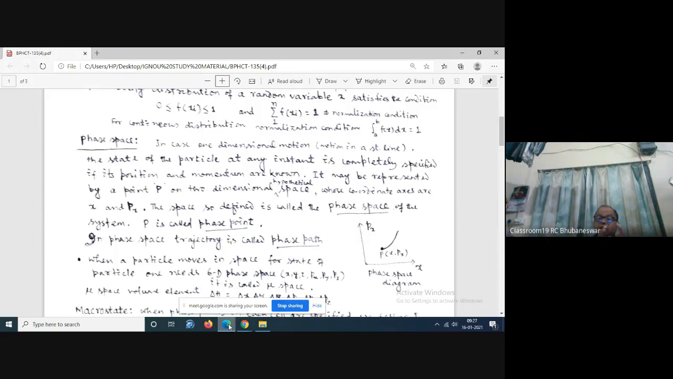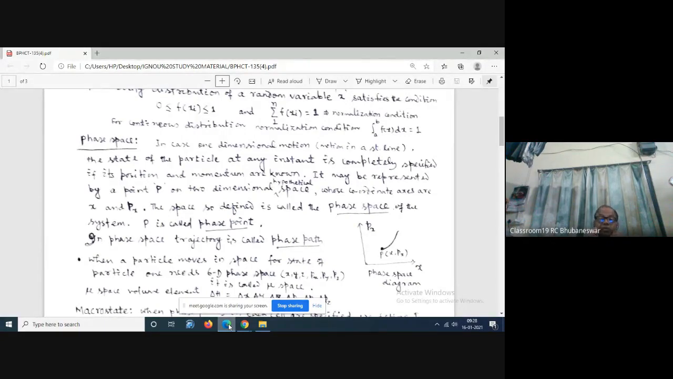So if you want to develop a coordinate system with one axis as x and another axis px, then you can describe the state of the system by putting points on this coordinate system. That space defined by the coordinates position and momentum is known as phase space. So for one dimensional motion, we have two phase space coordinates. One is x, another is px, or you can take y, py, or z, pz. So any pair you can take.